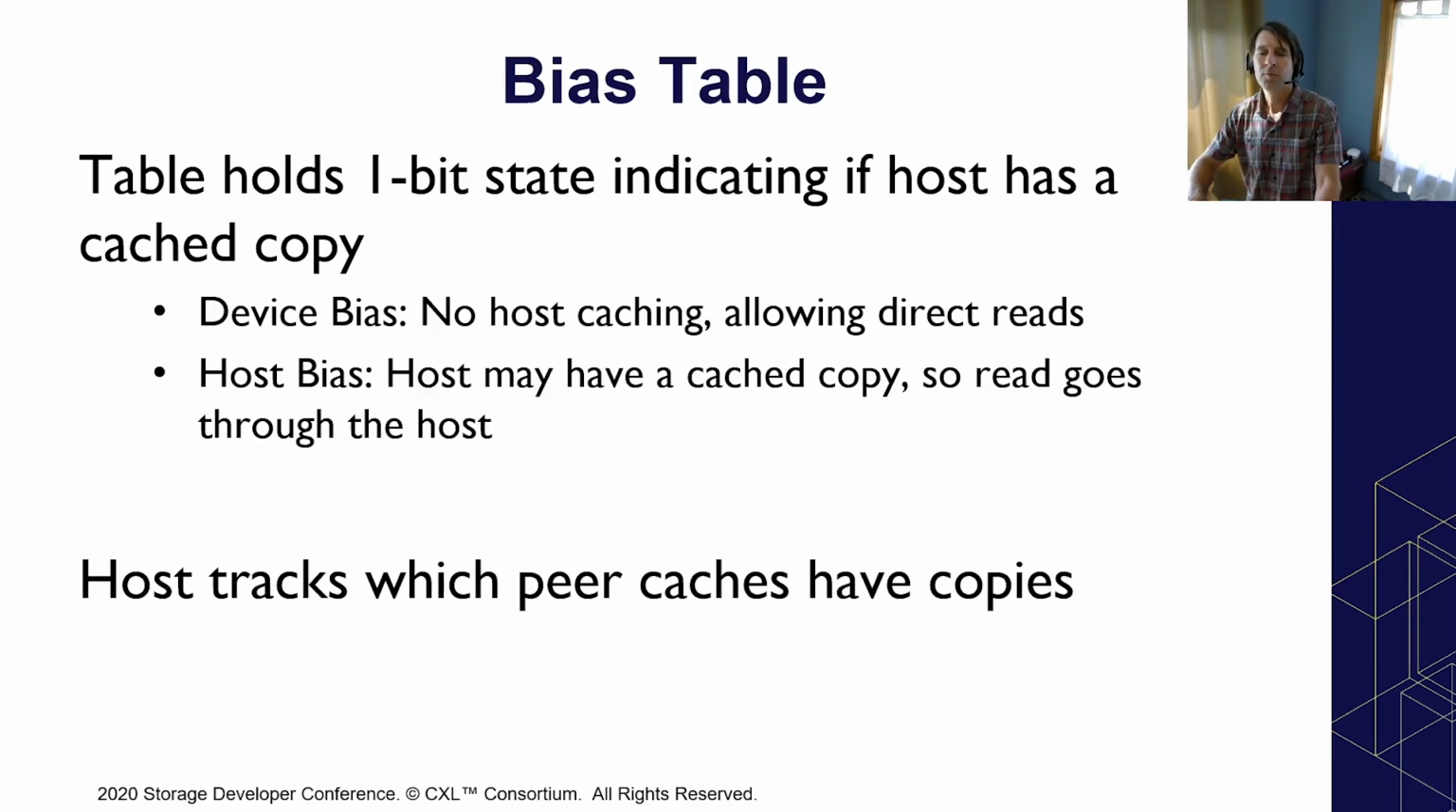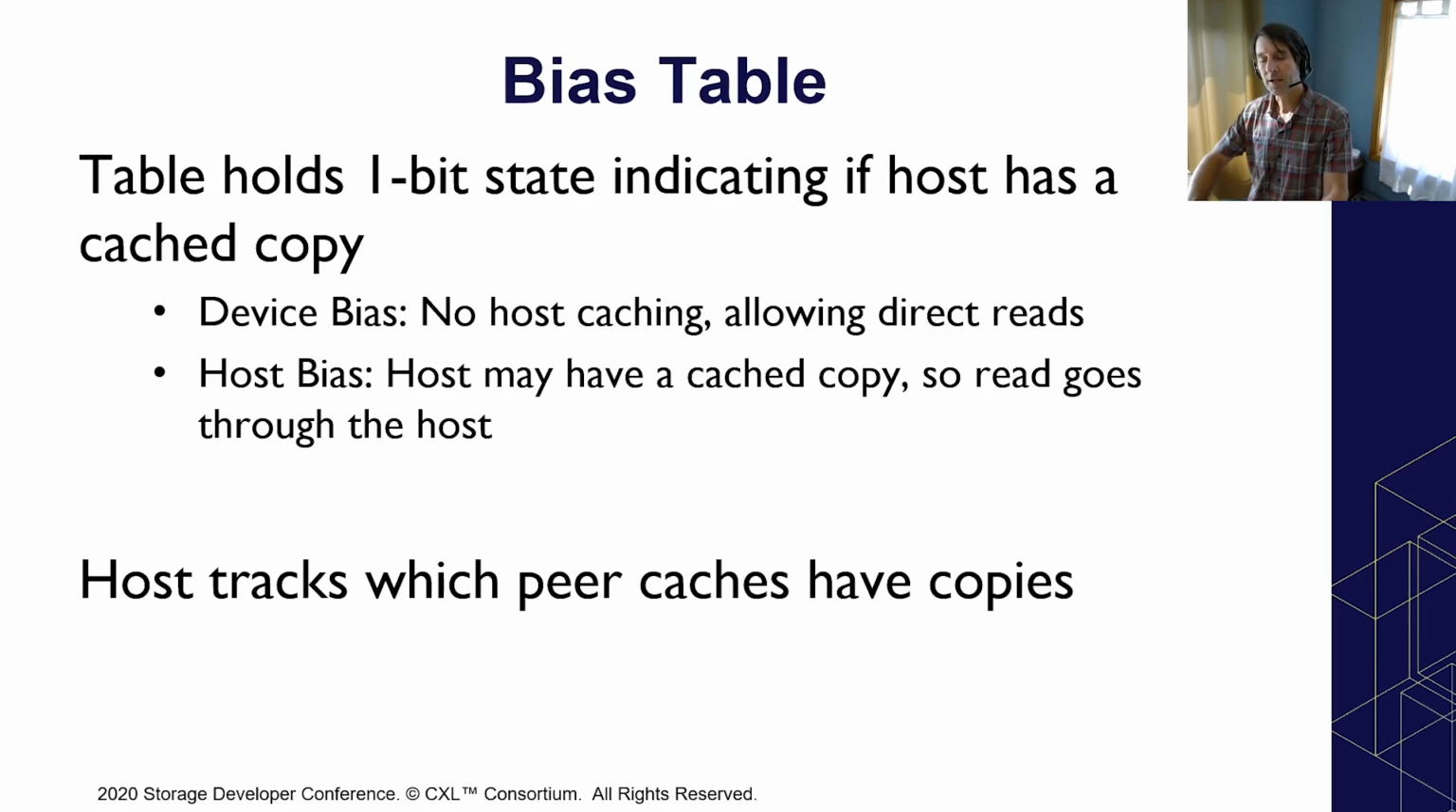We implement something we refer to as a bias table. This bias table is basically a 1-bit state indicating if the host potentially has a cache copy or not. So the spec will refer to this as device bias, meaning that there is no host caching, and we allow reads to go directly to the device attached memory without checking with the host. In the case where the bit indicates host bias, the host may have a cache copy, so we have to send a read basically up through the host to check the host caches.